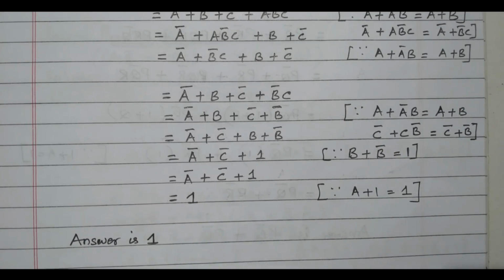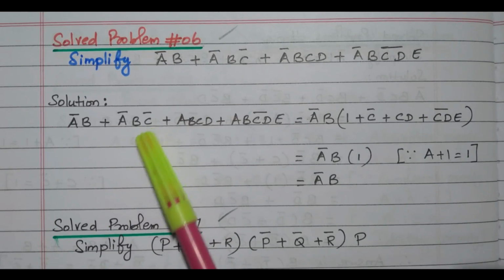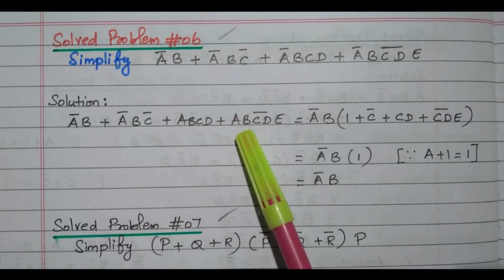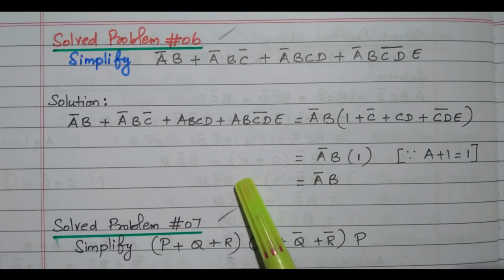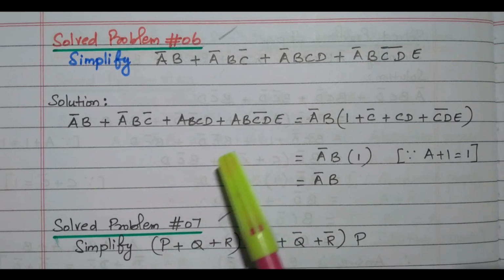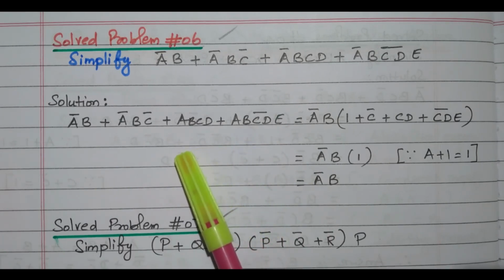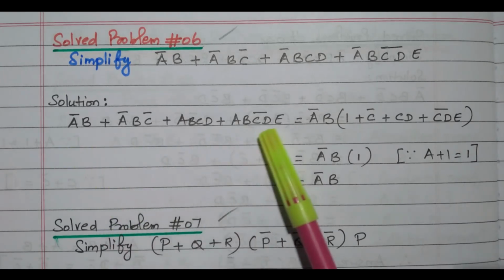Now we'll go to the second problem. The second problem is given a bar b plus a bar b c bar plus a b c d plus a b c bar d e, right? So this expression is given. We need to try to take the common terms outside so that we can go for further simplification. We need to identify which term is common.